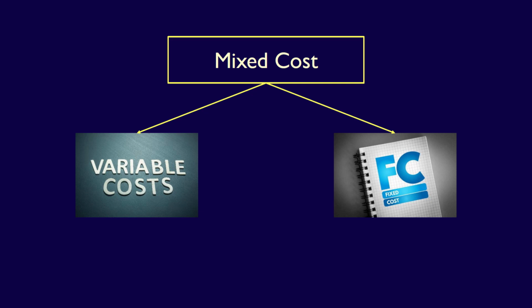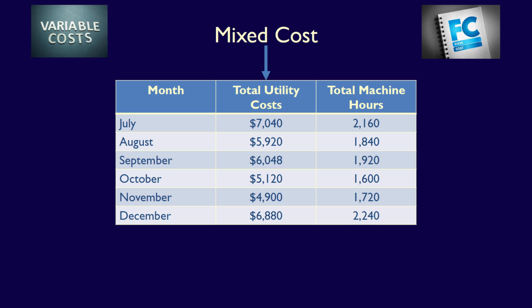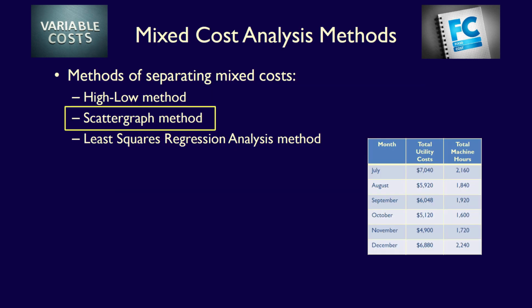In order to perform cost behavior analysis, it's critical that mixed costs, which are a combination of variable and fixed, are classified into their variable and fixed components. We know that mixed cost data is collected at different levels of activity, and then it's analyzed to separate the variable and fixed components. There are three main methods of separating mixed costs. In this video, I'm going to cover the Scattergraph method.